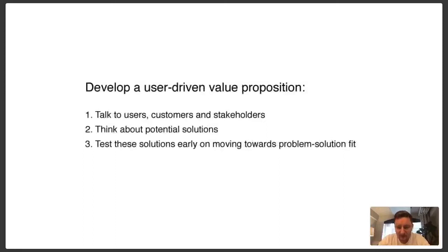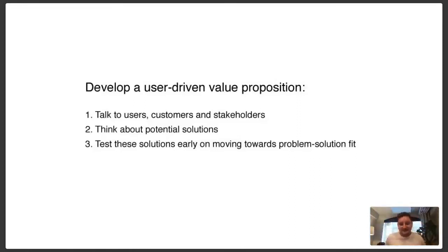So just to summarize product value proposition: you should ideally develop a user-driven value proposition. You're talking to your customers, your stakeholders, your users. If you don't have any, you assume what your user would be and speak to them. Then you think about a potential solution. We are not starting from the solution. We are starting from users and then switching to the solution.